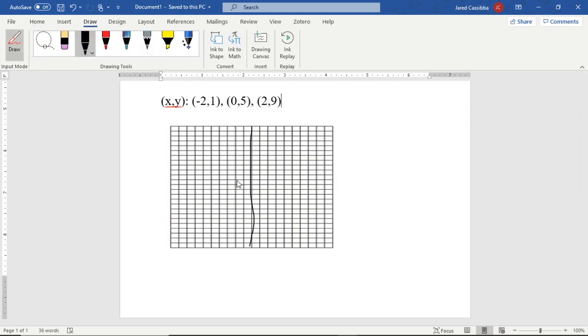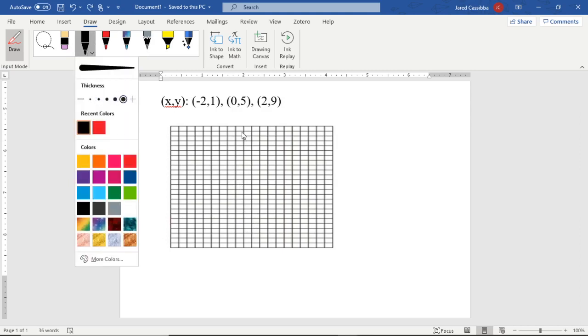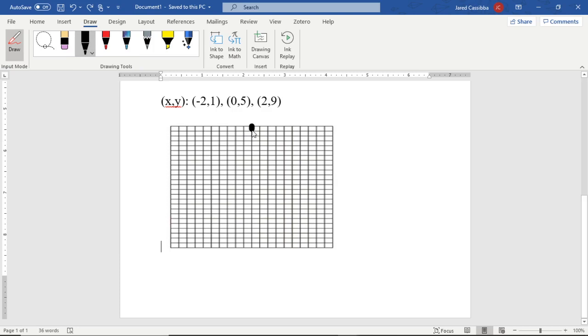Ooh, that's not a straight line. Let me try that one again. Let's go thicker. There we go. Awesome. So that's going to be the y. And then I'm going to put an x right over here. Okay, and that's my x line. Every one of these dashes you see is a number. This side is positive. The left side is negative.